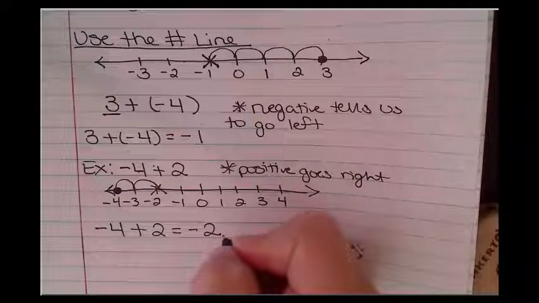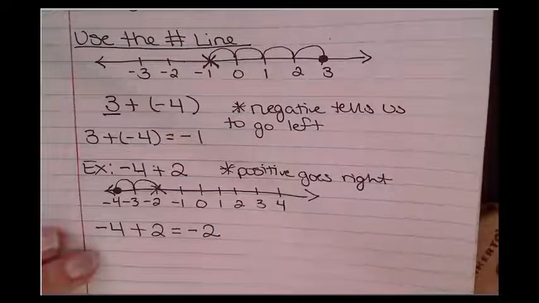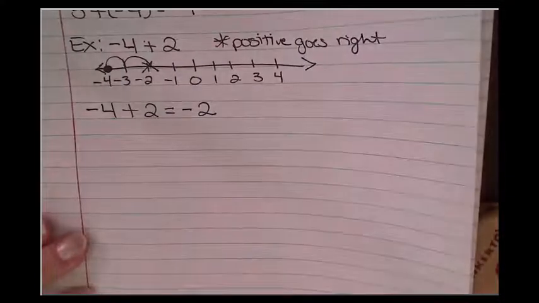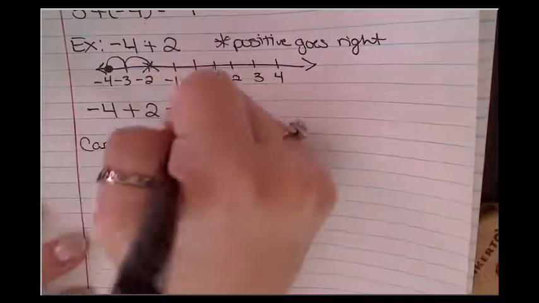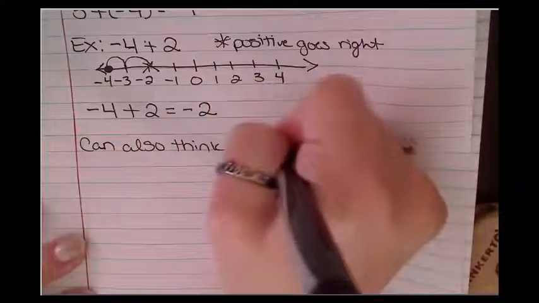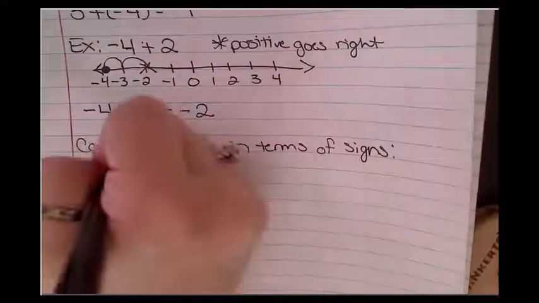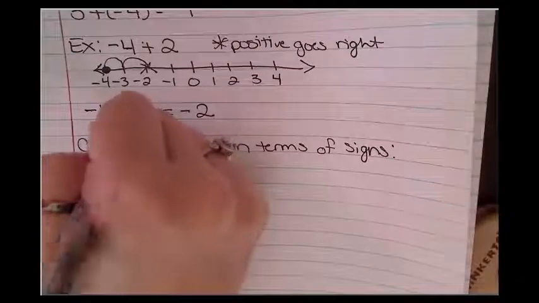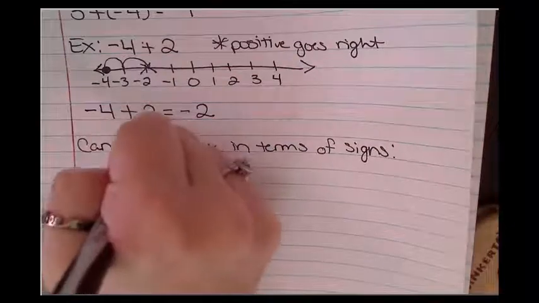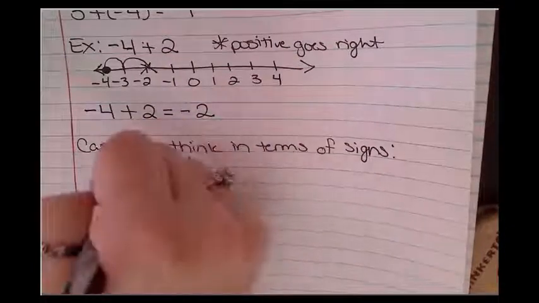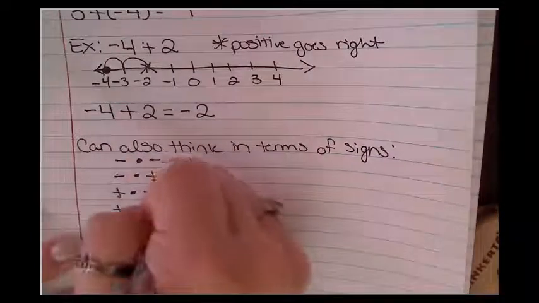So that is one way that you can do addition of the real numbers. You can also think of this in terms of signs. In section 1.5 we talked about these, but I'm going to rewrite them. A negative times a negative gives us a positive. A negative times a positive gives us a negative. A positive times a negative gives us a negative. And a positive times a positive gives us a positive.